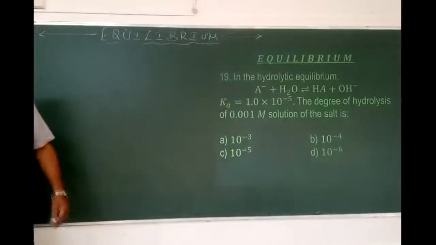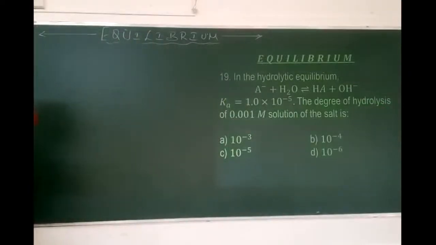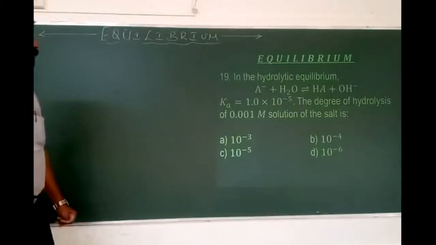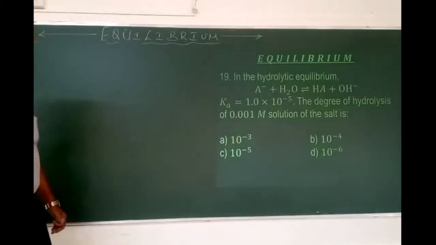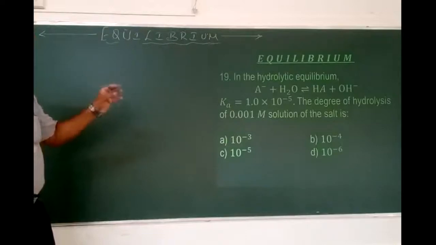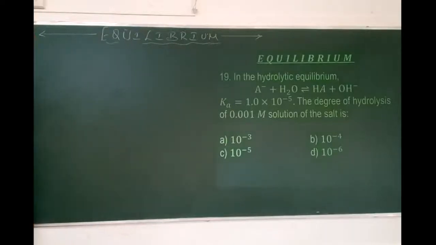Next, in that particular hydrolytic equation, what is that? A minus plus H2O gives rise to HA plus OH minus. K for that substance is found to be 1.0 × 10^-5. Therefore, what is the degree of hydrolysis in a concentration of 0.001 molar of that particular salt?